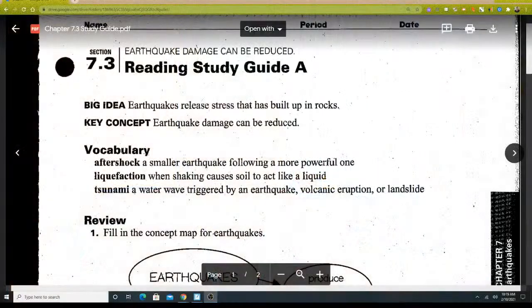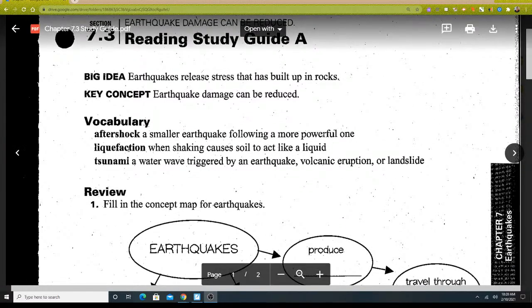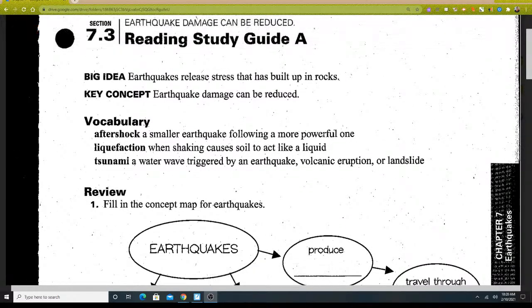right now. All right, so when you look at the vocabulary words on the study guide, you'll see that there's aftershock, liquefaction, and tsunami. Notice that in there, seismic gap wasn't there, and base isolator, and shear wall, and cross bracing wasn't there. So I added those extra words just because they were important words.